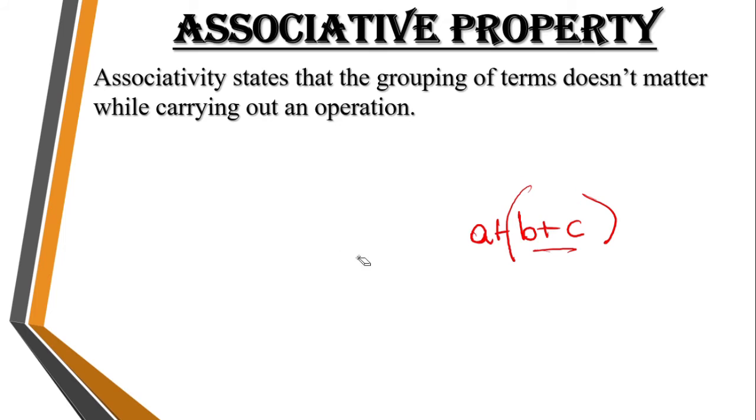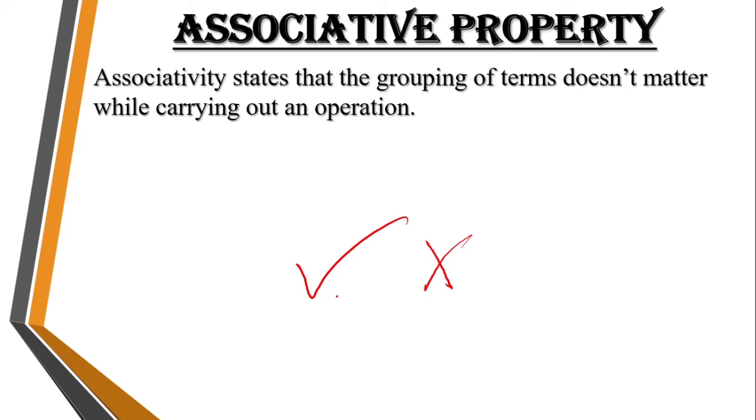So in associative property there will be 3 numbers and we will group the terms and see if in both the cases the answer will come same or not. So if in both the cases the answer is coming same, then that operation holds true for associative property. And if the answer is not coming same, then it doesn't hold true for associative property. So this is the meaning of associative property.